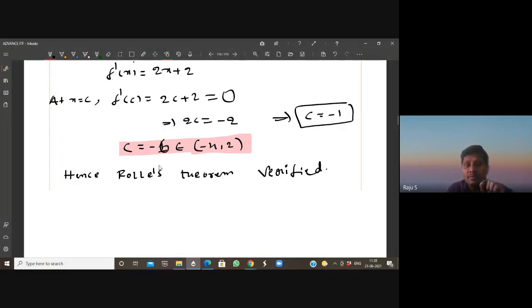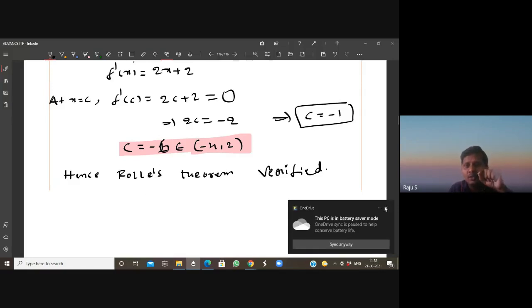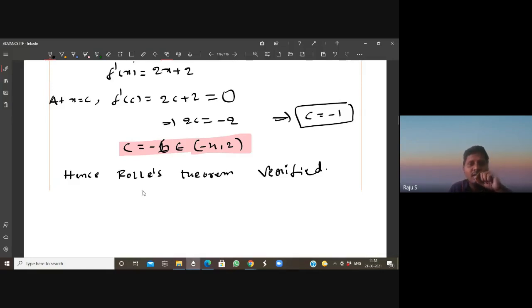Okay, sometimes what will happen? We are going to get two points as C values. For example, for -4 to 2, one value is -1, one value is -6. Here -1 clearly belongs to the given interval, but -6 does not belong to the given interval. In that case, we are getting two points, where one point belongs to the interval and another point does not. What can we conclude here: is Rolle's theorem verified, or not verified?